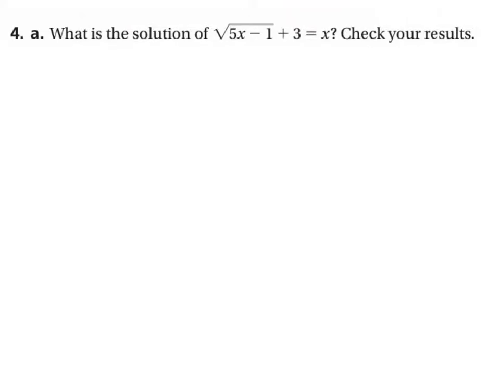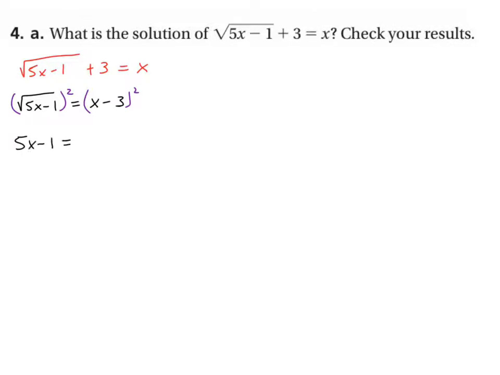All right, so let's try another one real quick. So we've got the square root of 5x minus 1, plus 3, equals x. We'll move the 3 by subtracting it. So we've got the square root of 5x minus 1 equals x minus 3. We're going to square both sides. So that's 5x minus 1 equals, in this case I'll just do the FOIL in my head, x squared minus 6x plus 9. We'll bring over the 5x and the 1, so subtract 5x, add 1, subtract 5x, add 1.